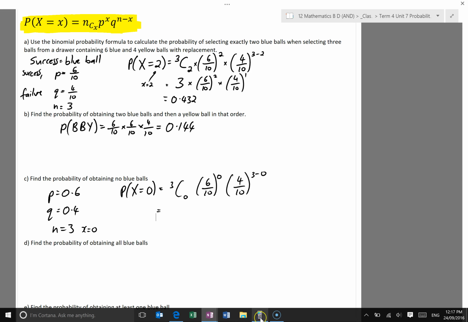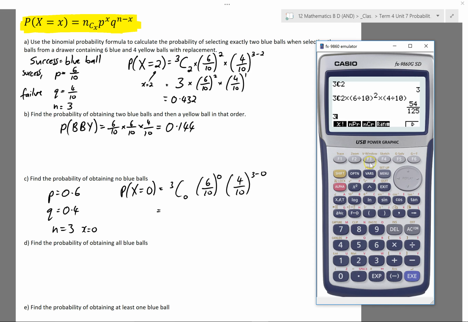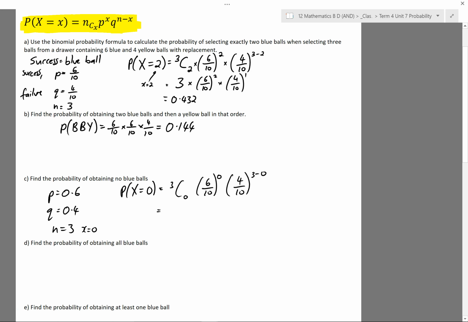When we look at some of these, like 3C0, we notice that that's 1, because there's only one way that we can get no blue balls altogether. 6 on 10 to the power 0, I'll type this in, but I really shouldn't because I know that's just going to be 1 anyway. And multiplied by 4 on 10, all cubed. It gives me 0.064. Pretty unlikely to happen.